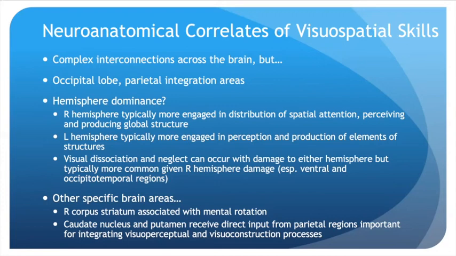Other specific brain areas have been noted to result in visuospatial deficits. So the right corpus striatum, if there's damage to this region, it's associated with deficits of mental rotation ability, so the ability to rotate mental representations of an object in one's mind. And the caudate nucleus and putamen, they receive direct input from parietal regions that are important for integrating visual perceptual and visual construction processes. So it makes sense that damage to either of these regions would also result in visuospatial deficits.